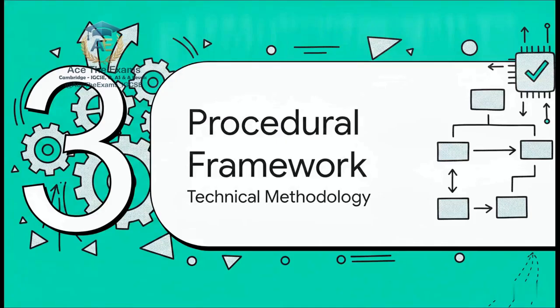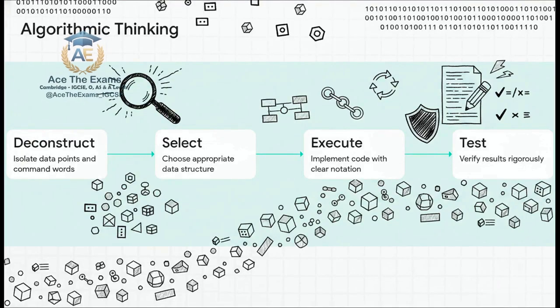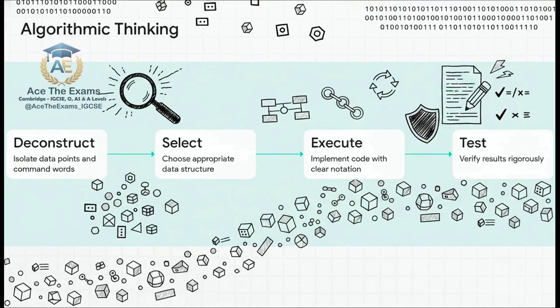All right, Section 3, the procedural framework. Okay, here are the 4 critical, non-negotiable steps of algorithmic thinking that form your procedural framework. Step 1, deconstruct the question. You have to strip away all the narrative fluff and isolate the exact data points and command words.